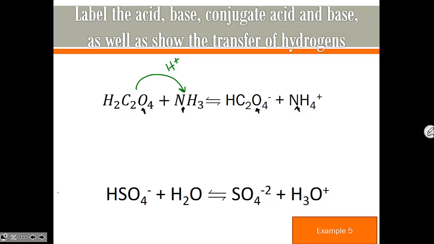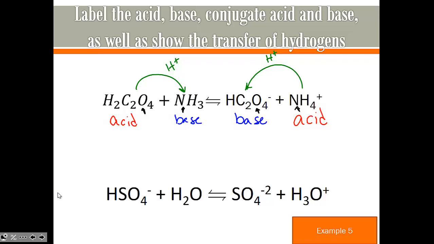So in the forward reaction, oxalic acid is acting as an acid. And by accepting that hydrogen ion, ammonia is acting as a base. In the reverse reaction, however, in order for bioxalate to become oxalic acid, it would have to accept a hydrogen ion from the ammonium. So in the reverse reaction, ammonium is acting as an acid, donating a proton. In the reverse reaction, bioxalate accepts that hydrogen, so it is a base in the reverse reaction.